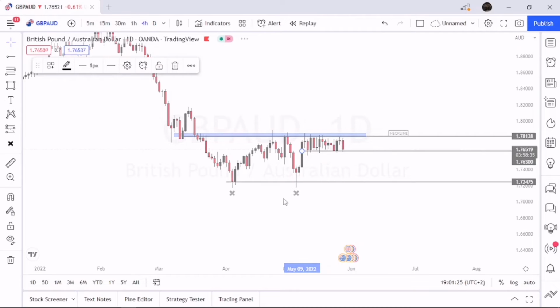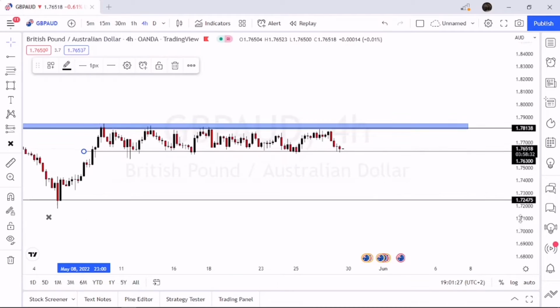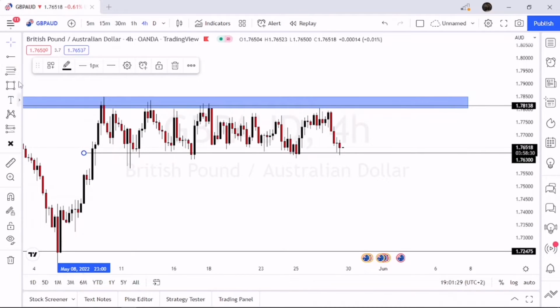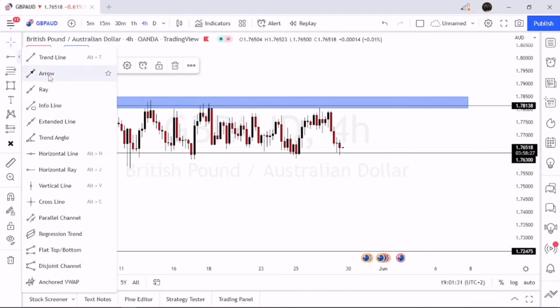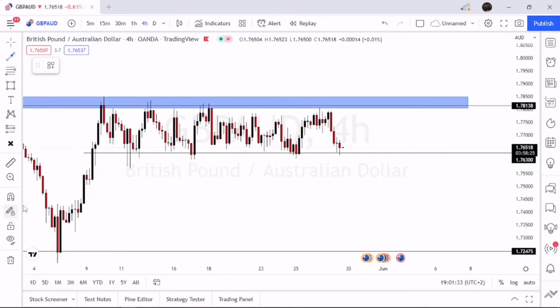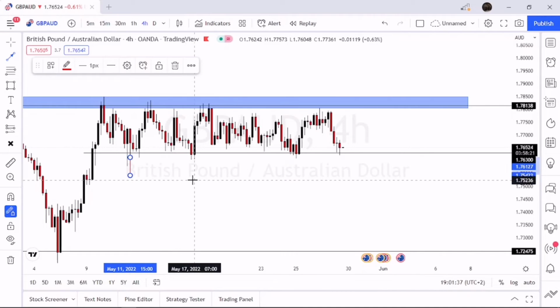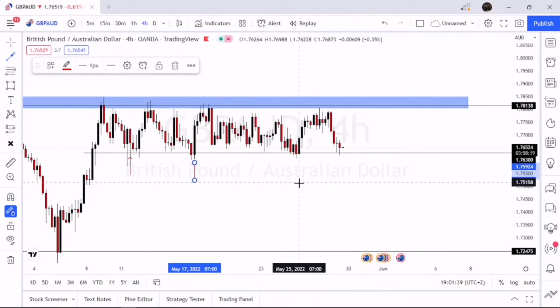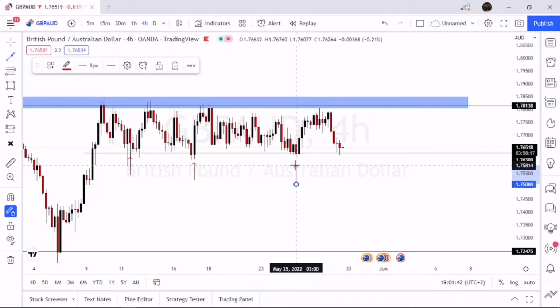Let's go to your 4H. We are trapped in a range. The market has been touching or massaging this area here, but so many times I won't even include these ones because they're not that perfect. But you know, this is a range. Overall, you can see it is a range.